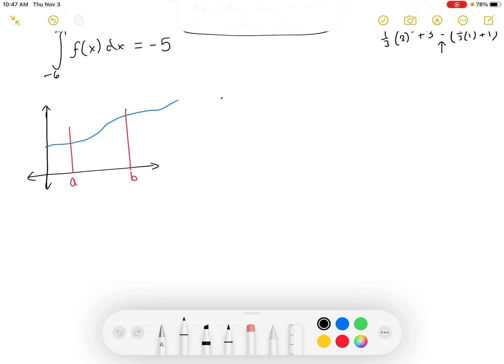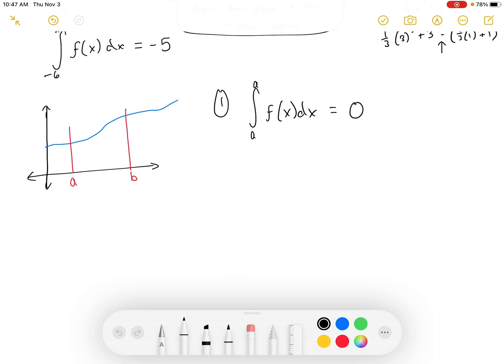So the first rule here on your sheet, on the bottom of page 1, is saying, what if I take this integral from A to A? What if I have this integral and I want to know the area under the curve between A and A? Well, that thing has 0 width, right? So that is always, of course, going to be 0.